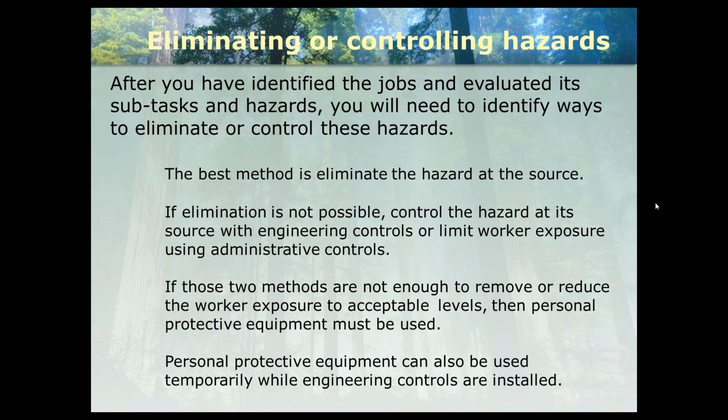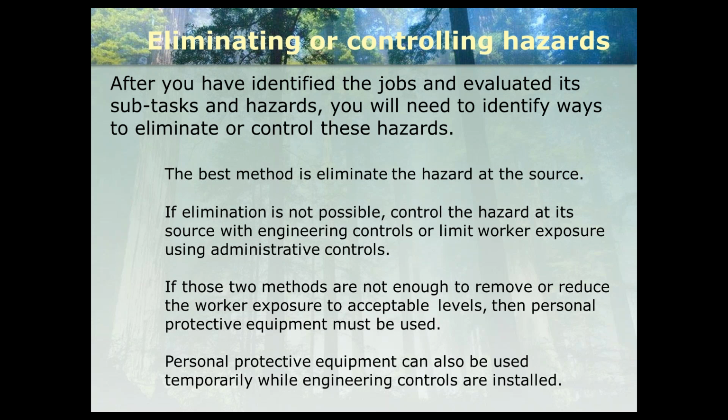So eliminating or controlling hazards. After you've identified the jobs and evaluated subtasks and hazards, you'll need to identify ways to eliminate or control the hazards. So that's column number 3. Column number 1 basically is the tasks, column 2 is the hazards, and column 3 is controls.